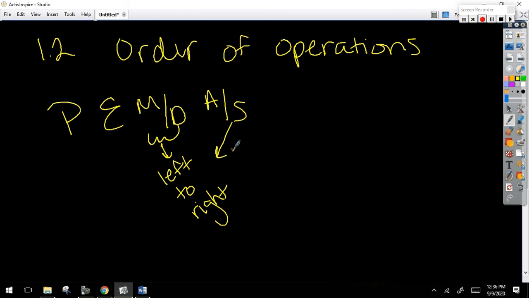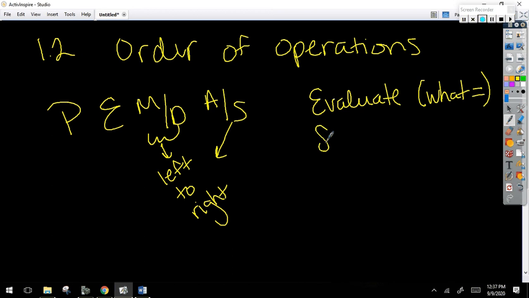Okay? So what we're going to do is evaluate. This is what we use when we evaluate, which just means tell me what it equals. Or simplify, which means you might not know exactly what it equals, but you simplify it down into a smaller version of what it is, I guess you could say. So let's do some order of operations, see if you remember.